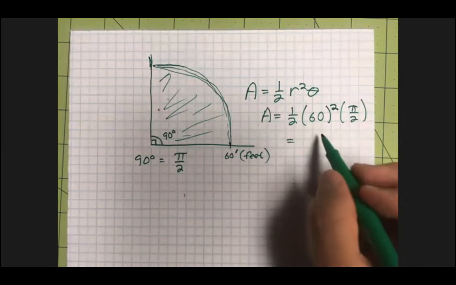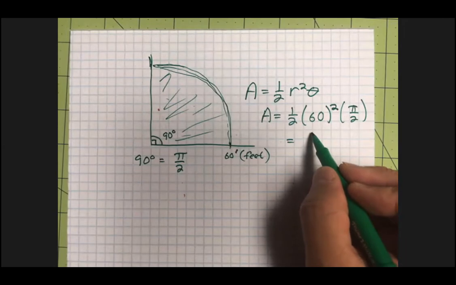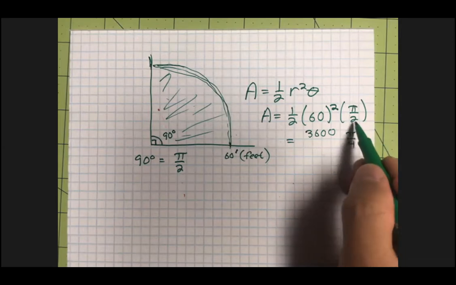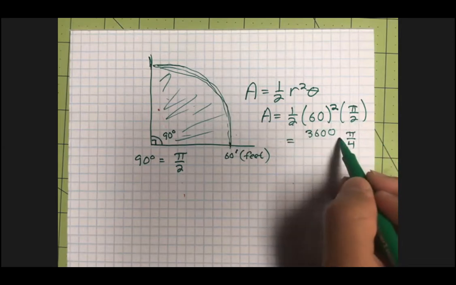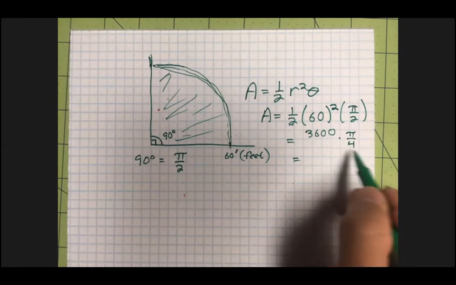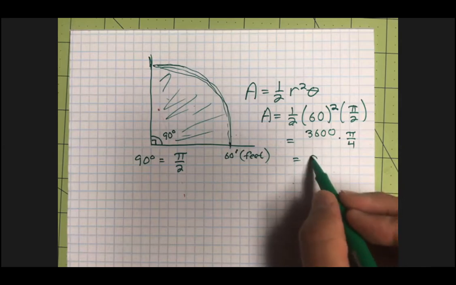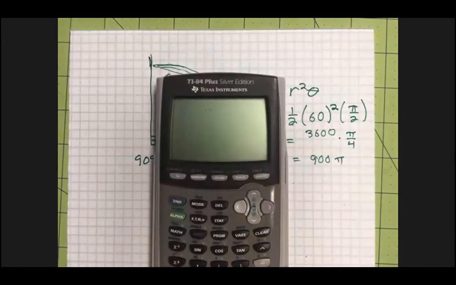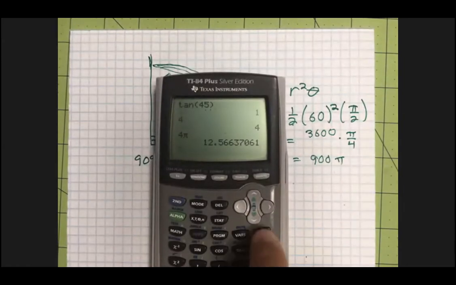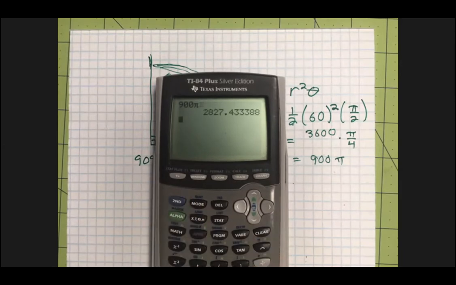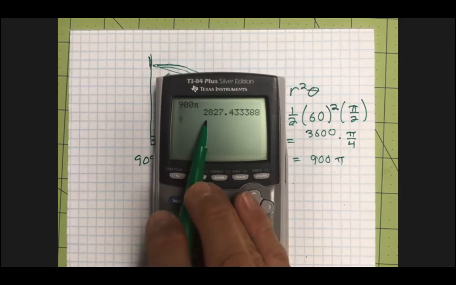Now let's clean that up. I could use a calculator to clean it up too, but 3,600 times pi over 4. 2 times 2 on the bottom is 4. Then, since I'm already going after it, why don't I just divide 3,600 by 4? Give me 900. So let's type in 900 pi. I get this number of square feet.